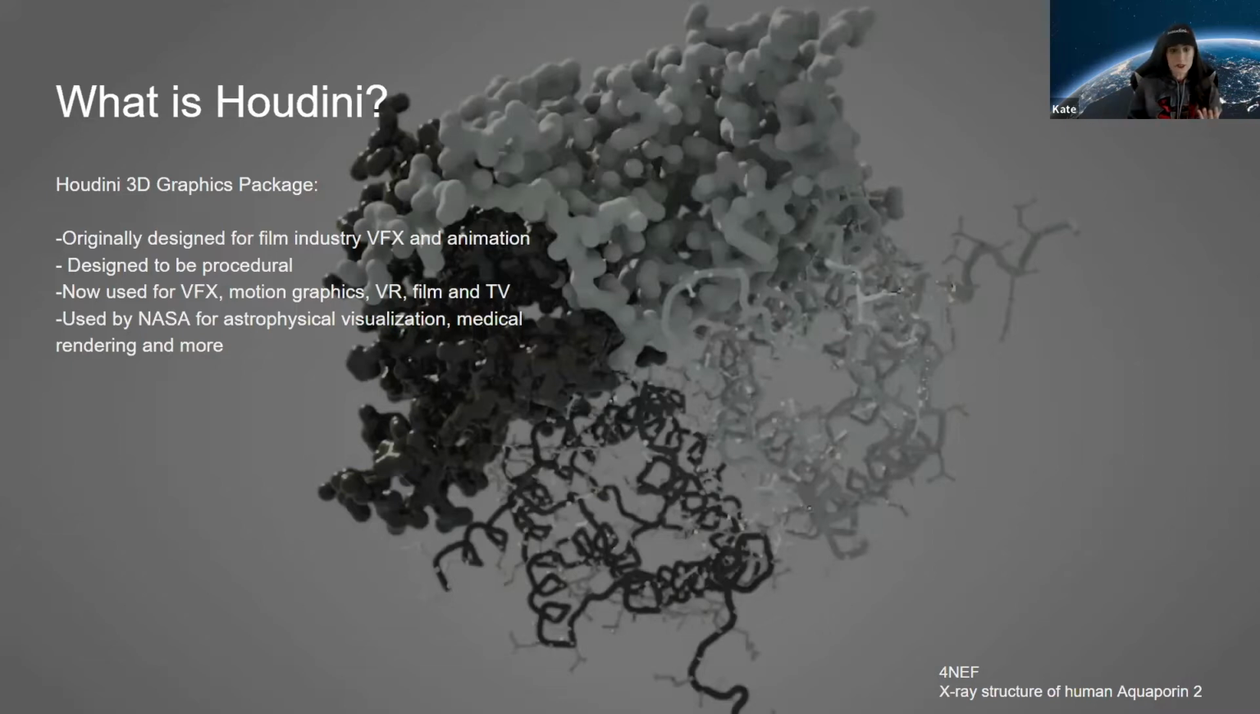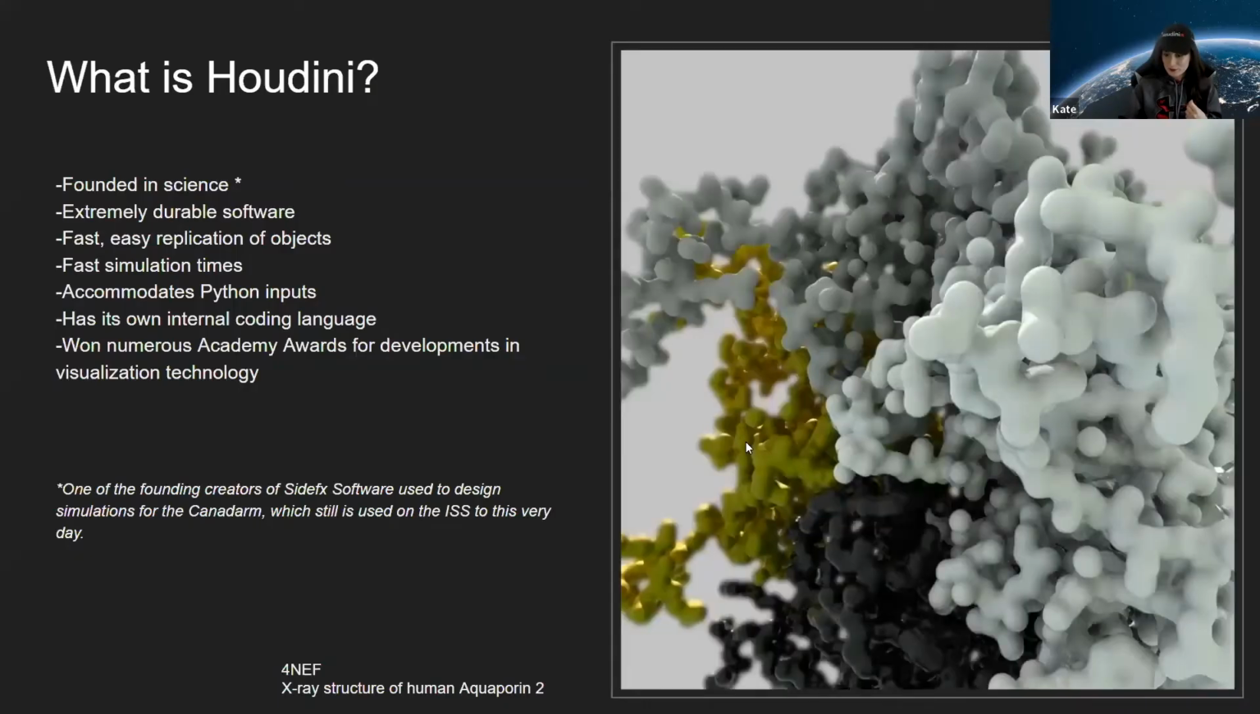There are many perks to the software, which is why it's so flexible and so enjoyable. It processes a lot of data faster than other 3D graphics packages, such as Maya. So it's really a go-to place for entering accurate data right now. Houdini is extremely durable. It has fast and easy replication of objects, fast simulation time, Python inputs, and its own internal coding language, to name a few.